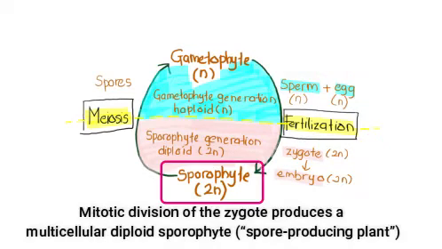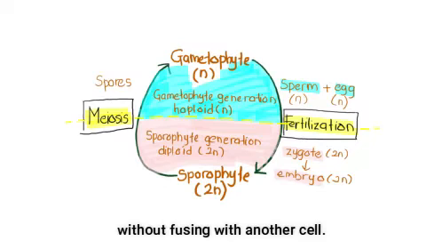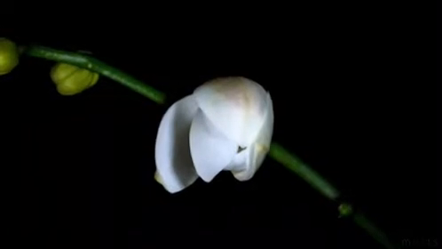Mitotic division of the zygote produces a multicellular diploid sporophyte, which is also known as the spore-producing plant. Meiosis in a mature sporophyte produces haploid spores that can develop into a new haploid organism without fusing with another cell. Mitotic division of the spore cell produces a new multicellular gametophyte, and the cycle begins again.